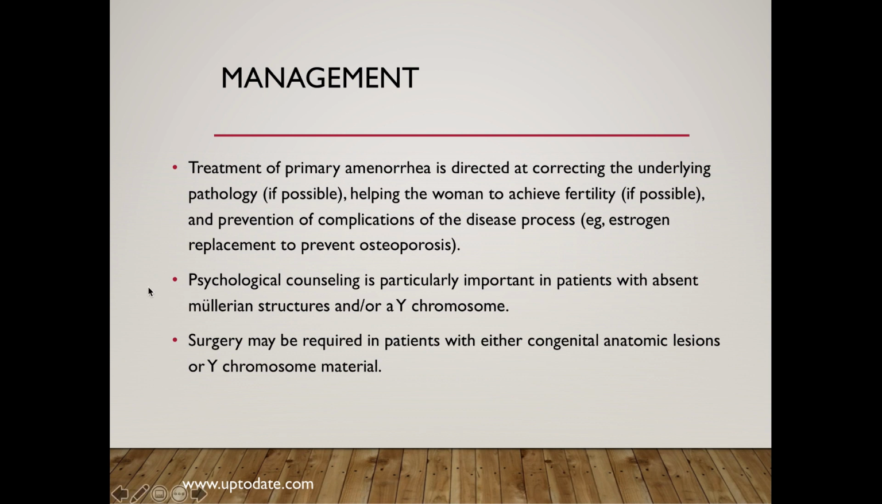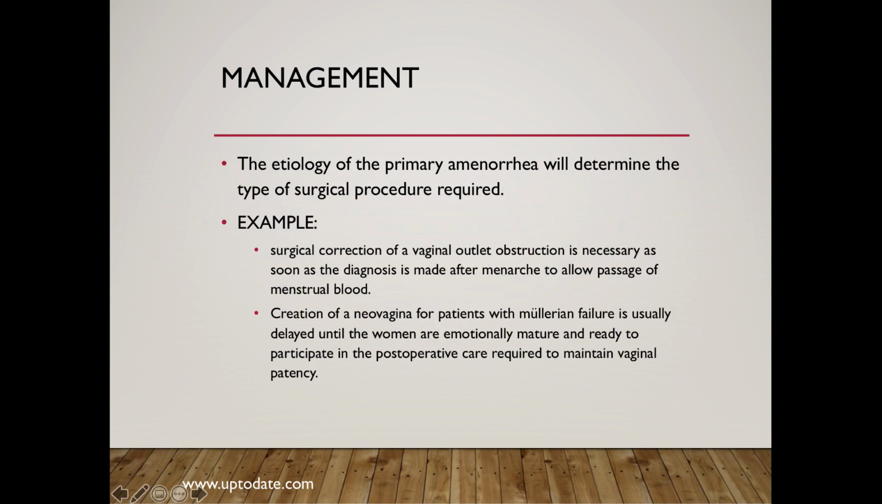Now, psychological counseling, of course, is very important, particularly in patients with absent Mullerian structures such as an absent uterus, or patients who were reared as female but turn out to have an XY karyotype. Now, surgery may be required in patients with either congenital anatomic lesions or Y chromosome material. The etiology of the primary amenorrhea will determine the type of surgical procedure required.